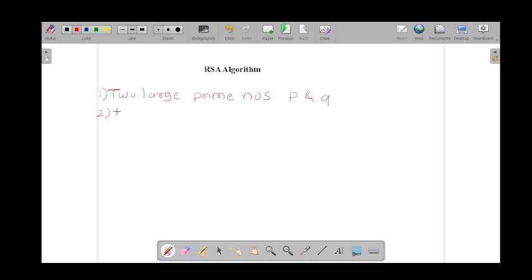In the second step, we are taking the product of those two large prime numbers, that is P into Q. In the third step, we are identifying the value of phi of n, which is equal to (P minus 1) into (Q minus 1).